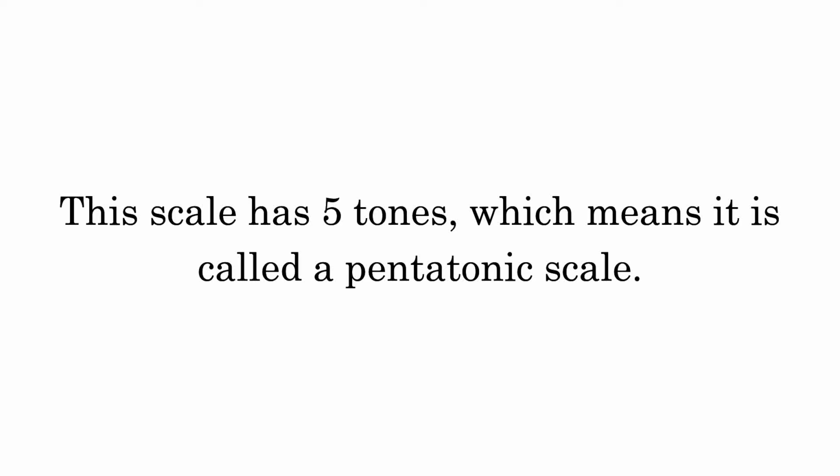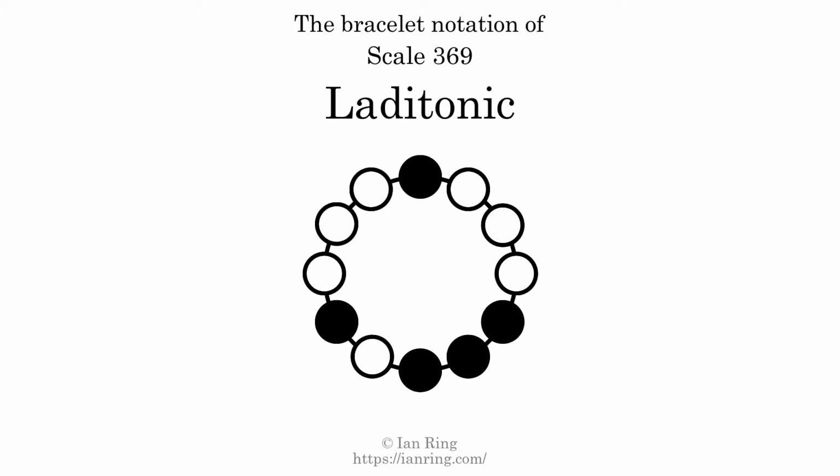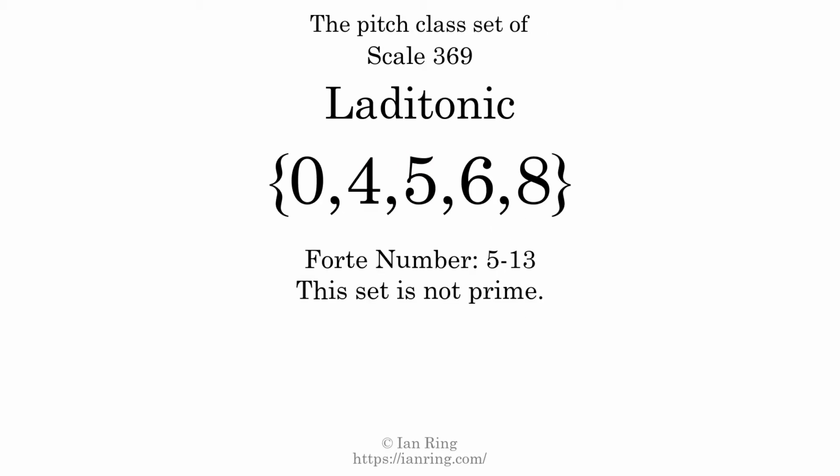This scale has 5 tones, which means it is called a pentatonic scale. This is a bracelet notation diagram of scale 369. The shaded circles represent tones that appear in the scale, and they are read clockwise, starting at the top. The pitch class set for this scale is 0, 4, 5, 6, 8.